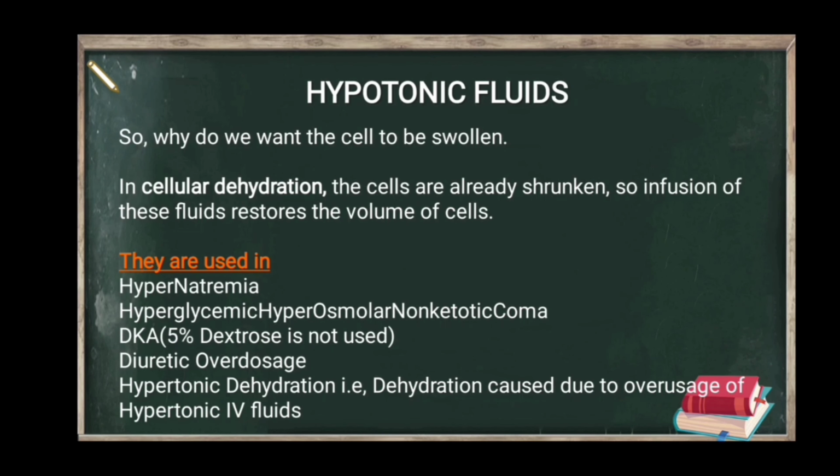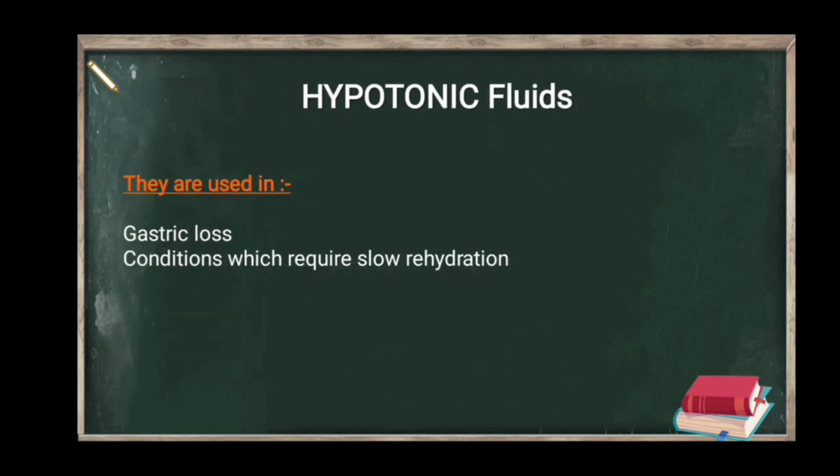So why do we want the volume of the cell to be increased, or why do we want the cell to be swollen? In conditions like cellular dehydration, the cells are already shrunken. So infusion of these fluids restores the volume of cells. Cellular dehydration is seen in hypernatremia, hyperglycemic hyperosmolar non-ketotic coma, diabetic ketoacidosis, diuretic overdosage, hypertonic dehydration, that is dehydration caused due to the overusage of hypertonic IV fluids. And also they are used in gastric loss and conditions which require slow rehydration.